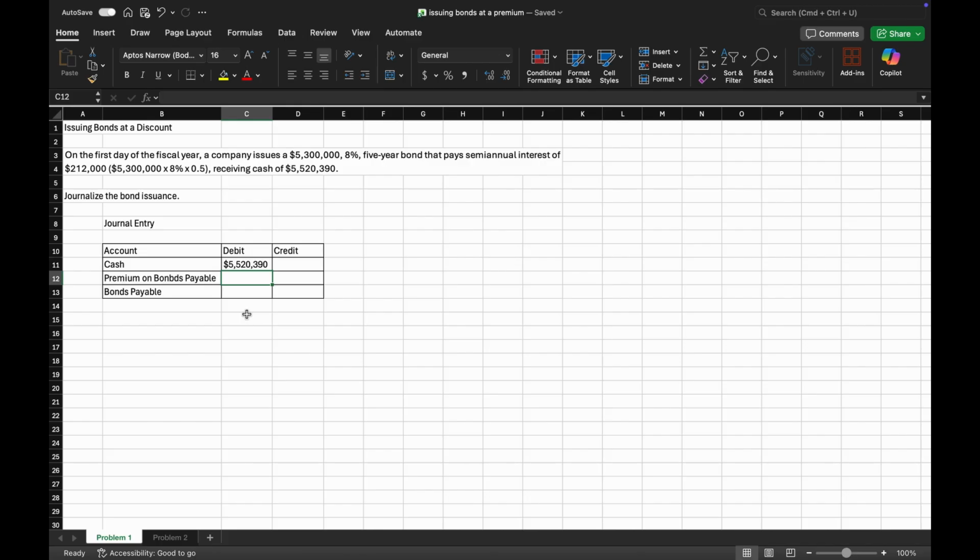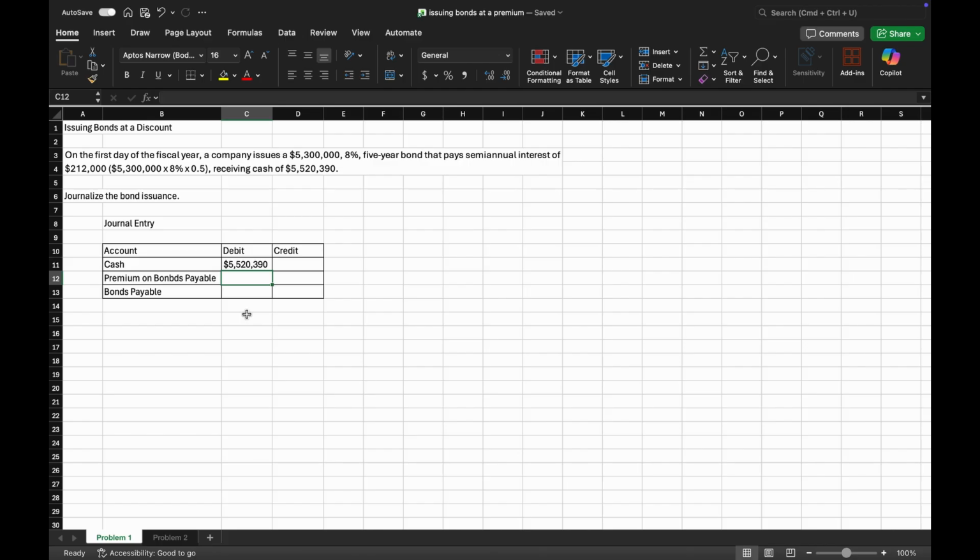Next, bonds payable. This account represents the legal liability the company now possesses to pay the investor. This account is always recorded at the face value of the bond, as this is the amount the company is legally required to pay back by maturity. Any difference between bonds payable and cash is resolved and reflected in the premium or discount accounts. As bonds payable is a liability account and it is increasing, it requires a credit.